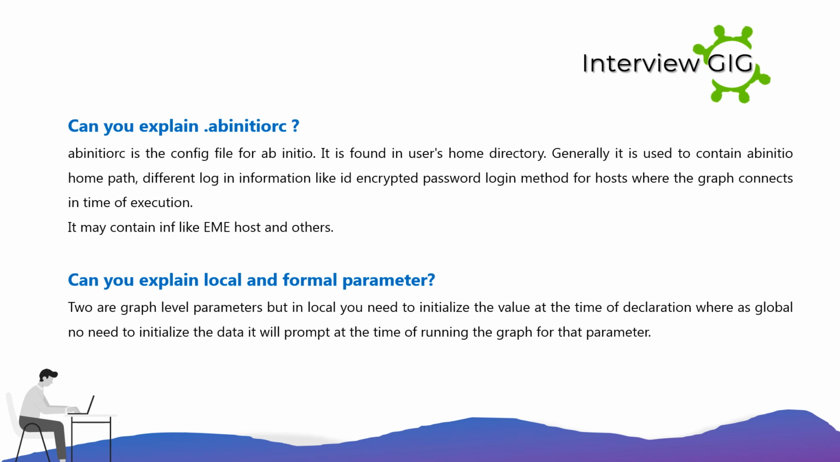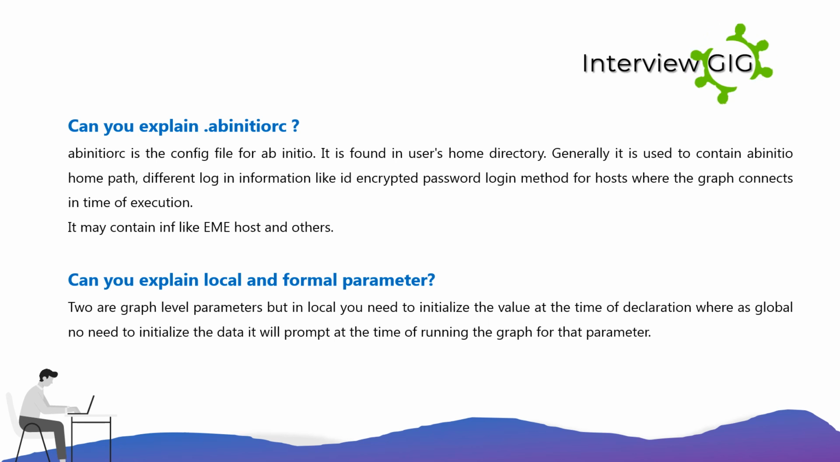Can you explain abinitio.abrc? It is the config file for Ab Initio. It is found in the user's home directory. Generally it is used to contain the Ab Initio home path and different login information, like an encrypted password and login method for hosts where the graph connects at the time of execution. It may contain information like host and others.